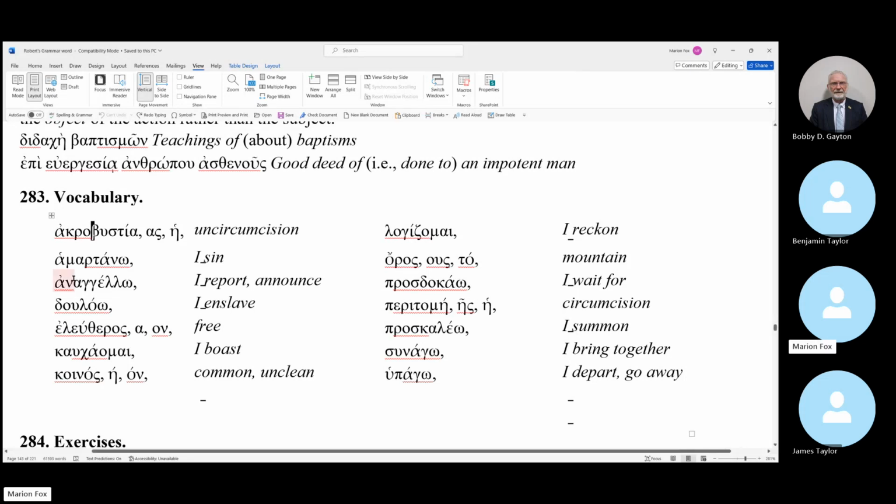Okay. Anangello, I report or announce. And so angello, and this will be anangello. It's a stronger form of announcing. Okay, douloo. There is a form of a verb douloo. They put an epsilon right here where my cursor is. That's another word for enslaving.